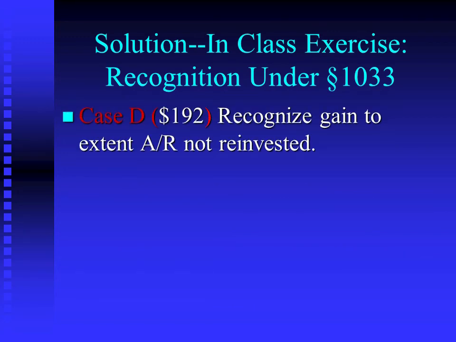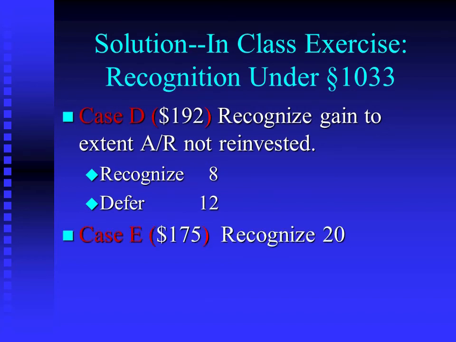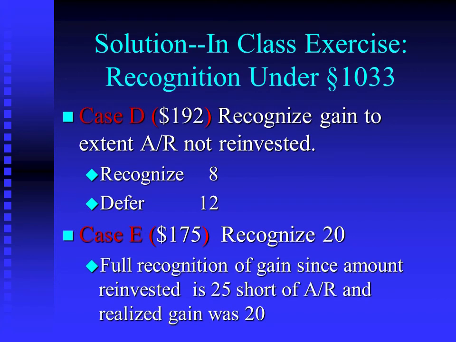Case D, we're recognizing gain to the extent not reinvested. So we're recognizing 8 because we put 192 back into suitable property. So we kept 8 in our pocket. So we'll recognize gain of 8. We'll defer 12 because remember our total gain was 20. And so what we don't recognize, we defer. And then in case E, we're going to recognize all of it because we kept back more than 180. Right? So if we keep back more than 20, we'll recognize all the gain, but they can never force us to recognize more than we realized.